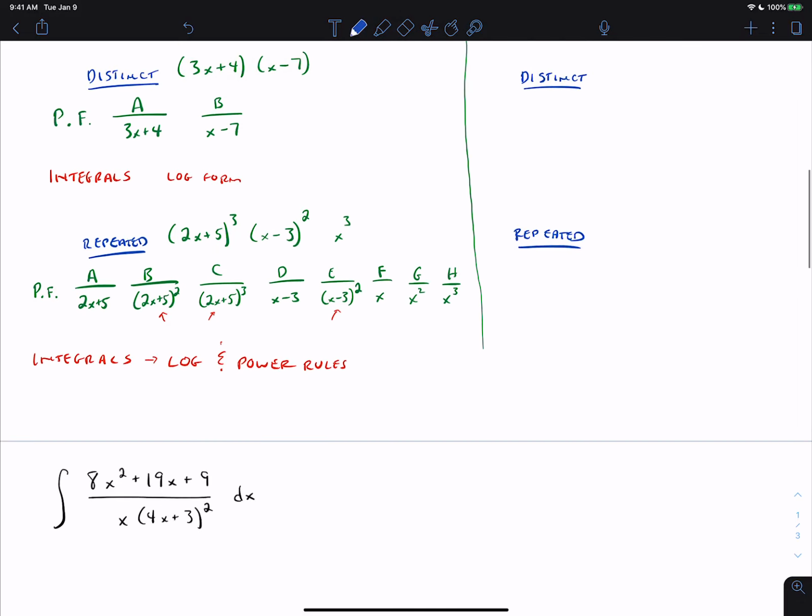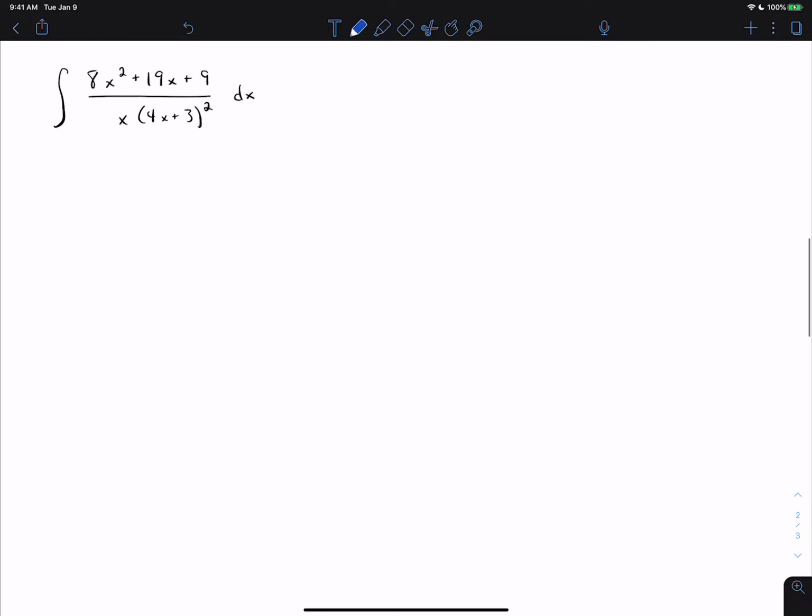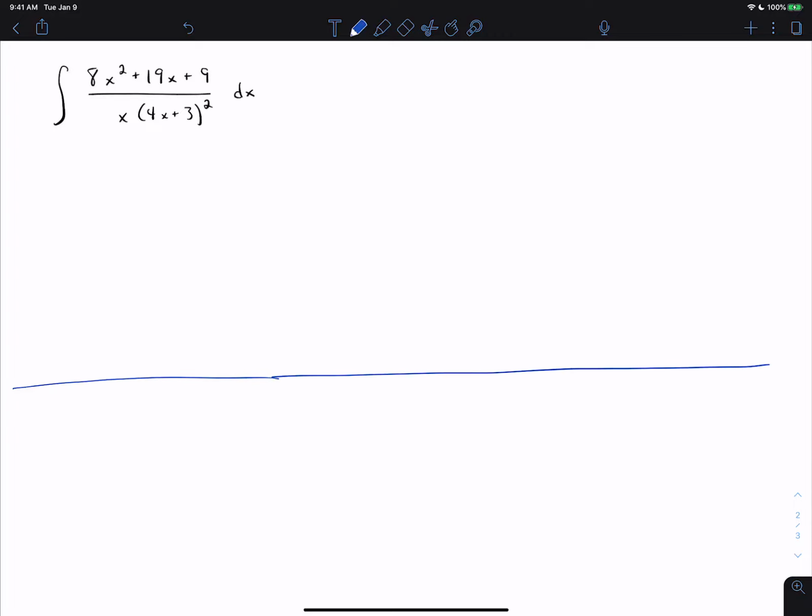I want to work through another example. So if we look at this, I've already factored the denominator for us, but it factors into a linear factor x and a repeated linear factor 4x plus 3 squared. So we have that there twice. We're going to use partial fractions decomposition on this. So we're going to come down to the bottom and we're going to rewrite this as 8x squared plus 19x plus 9 over the bottom, which is x times 4x plus 3 squared.